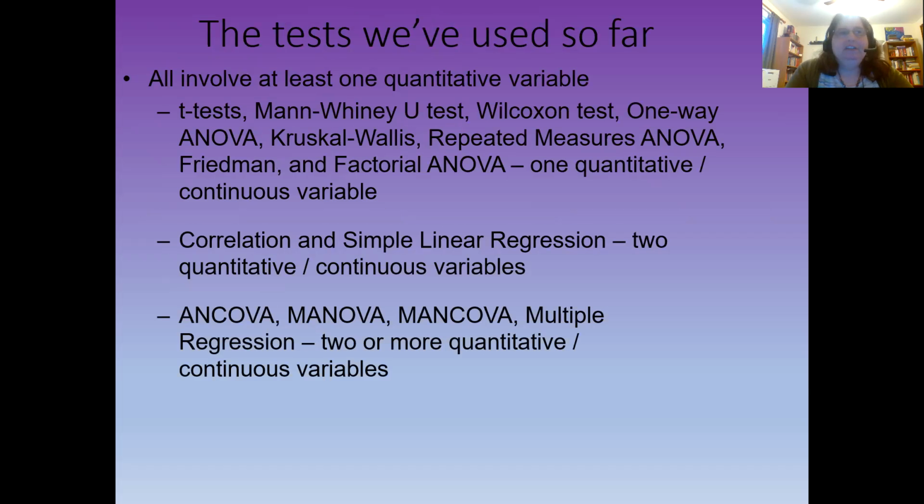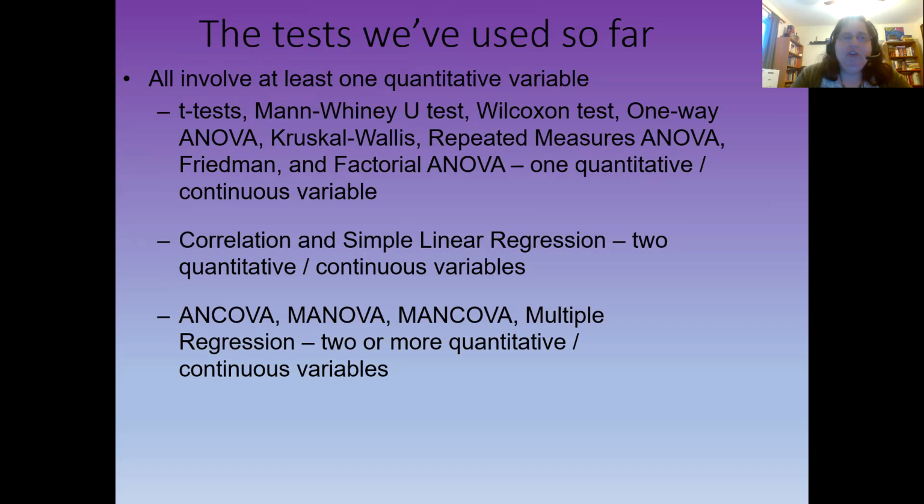So this is a nice way of reviewing the tests that we've used so far. When we've talked about t-tests, the Mann-Whitney U-test, the Wilcoxon test, the one-way ANOVA, the Kruskal-Wallis, the repeated measures ANOVA, the Friedman, the factorial ANOVA, these were all quantitative. One quantitative variable, one continuous variable. Okay, so that had at least one quantitative variable.